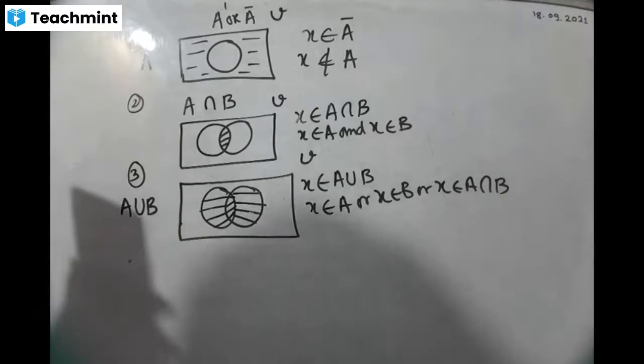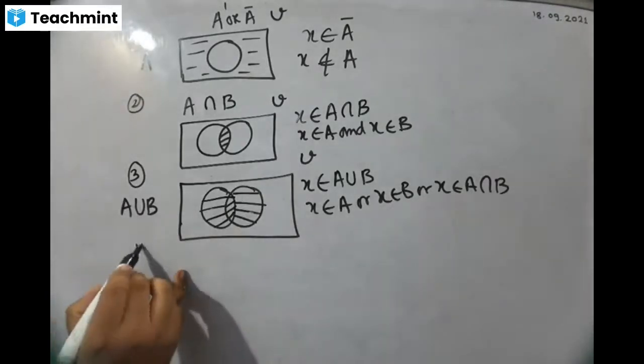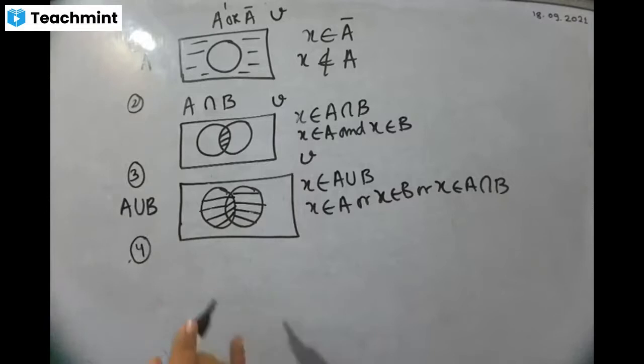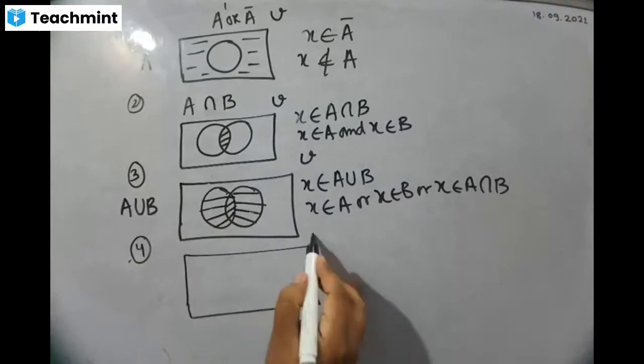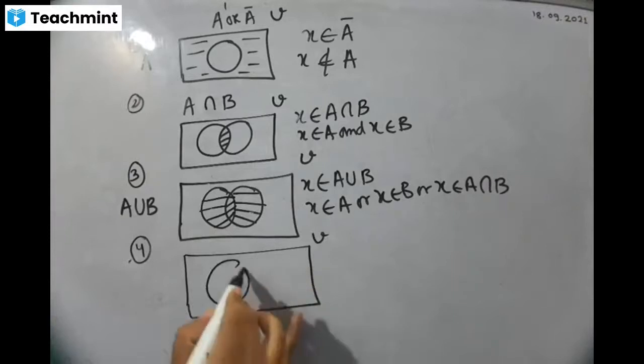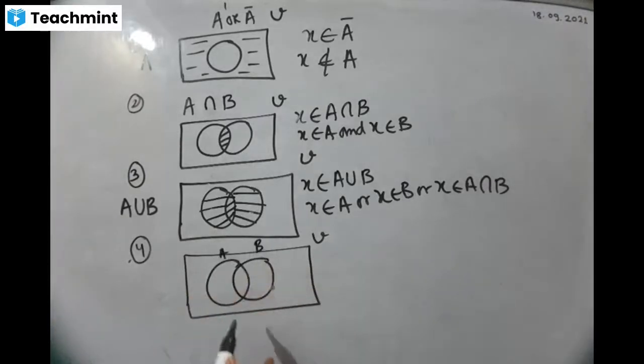The fourth one is very important. This is called difference of a set. Difference of a set means, suppose this is your universal set. There is a set A and there is a set B. This is A and this is B. Then everyone listen to me.